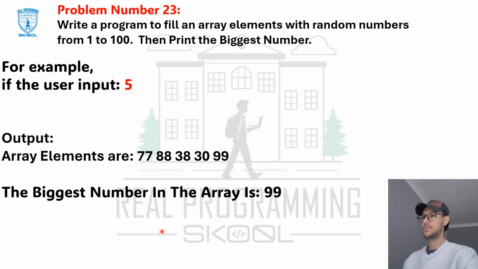Today we're going to have problem number 23. Problem number 23: write a program to fill an array's elements with random numbers from 1 to 100, exactly the same as the previous problem. Then print the biggest number in the array.